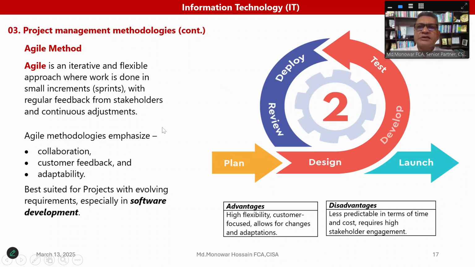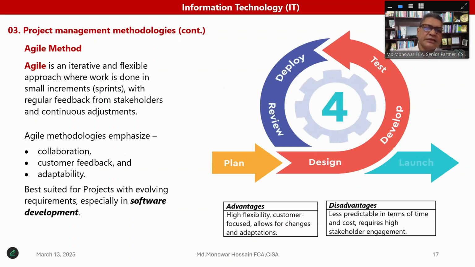So the Agile method is an iterative and flexible approach where work is done in small increments with regular feedback from stakeholders and continuous adjustment. It facilitates high flexibility, is fully customer focused, and allows change and adaptability, but it also has some disadvantages. It is less predictable in terms of time and cost. For example, it's a continuous process, always modified, developed, and value added. So cost cannot be determined.